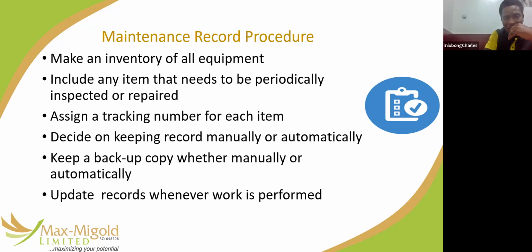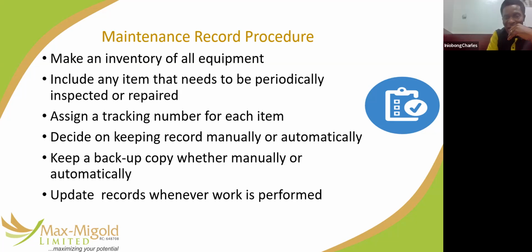Like I said before, we are getting to the point whereby we will not be doing manual things as facilities managers. We are coming to a point whereby we have everything documented automatically, so that when you want to call up any information, it's easy. Information is easily retrievable. Keep a backup copy, whether manually or automatically. It's very important. Have a backup copy of your records.